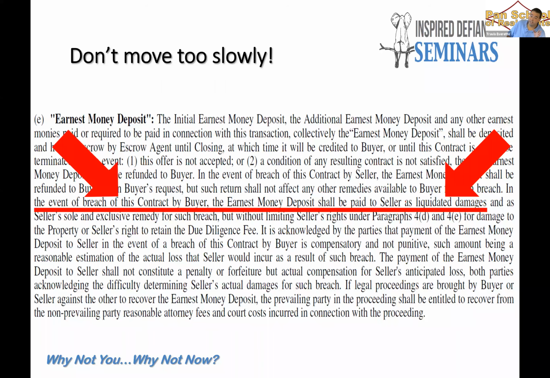Now, here's the key, and this is the one place where this contract really does protect the buyer. Is that an important phrase, to say that the earnest money is going to serve as liquidated damages? Yep. Because that means the seller can't sue the buyer. The seller cannot sue the buyer. They get the earnest money, and that's all. Get out of our face.